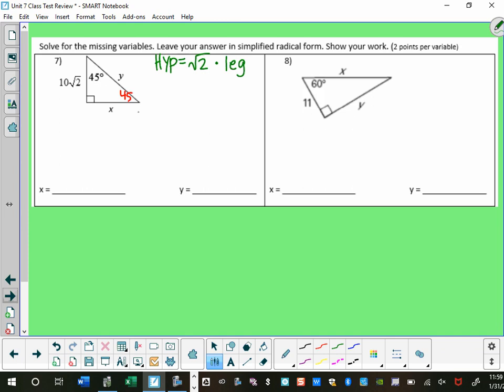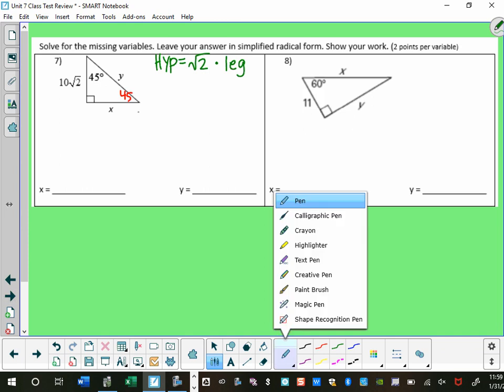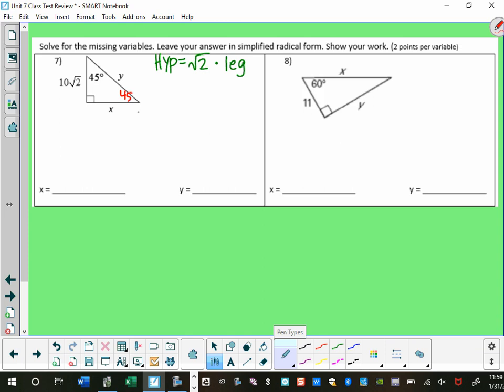Before we start solving anything, I can tell what x is. We know in a 45-45-90 triangle that my legs are congruent. So if the first leg is 10 root 2, what's the second leg going to be? 10 root 2. They're going to be the exact same. It says leg equals leg. So when you have a 45-45-90 triangle, these two legs are the same, so this might as well be 10 root 2.